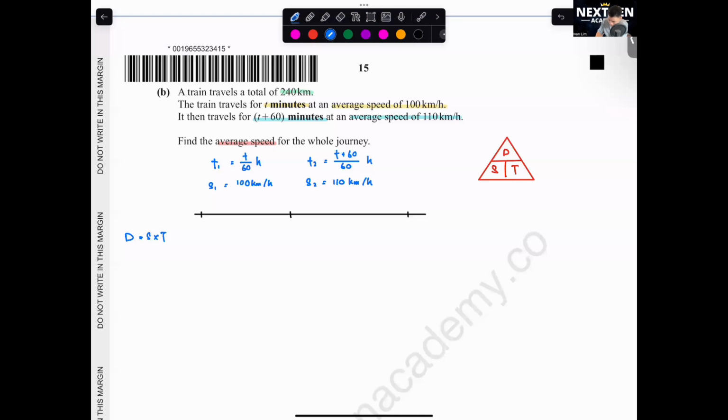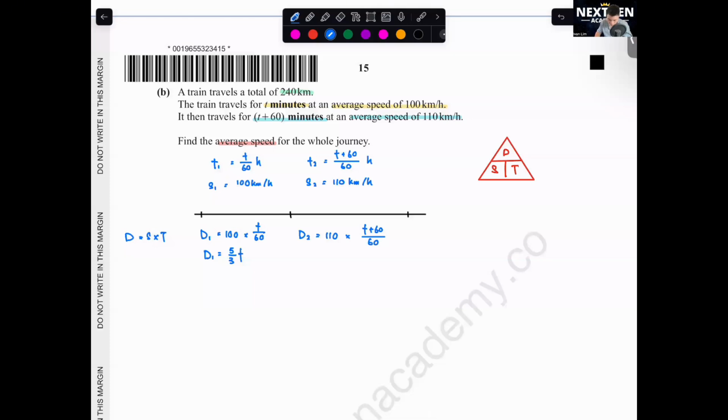So let's find the distance over here first. D1 will be speed multiplied by time, 100 times t over 60. Can we simplify this? 100 divided by 60, we can get 5 over 3 t. This is D1. D2, the second distance, is 110 multiplied by t plus 60 over 60. We see what we can simplify this to.